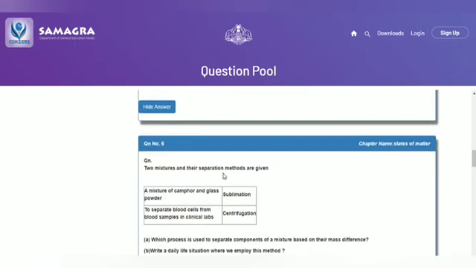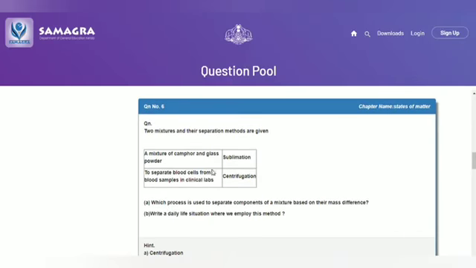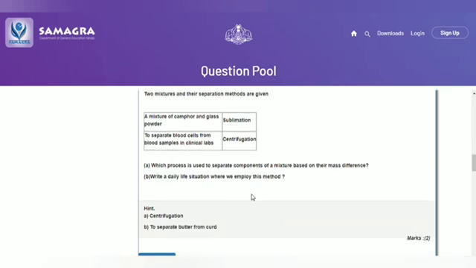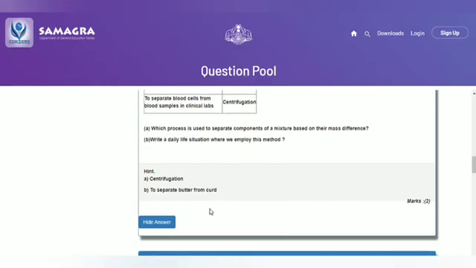Two mixtures and the separation methods are given. A mixture of camphor and glass powder: sublimation. To separate blood cells from blood samples in clinical labs: centrifugation. Which process is used to separate components of a mixture based on their mass difference? Centrifugation. Write a daily life situation where we employ this method: to separate the butter from curd.